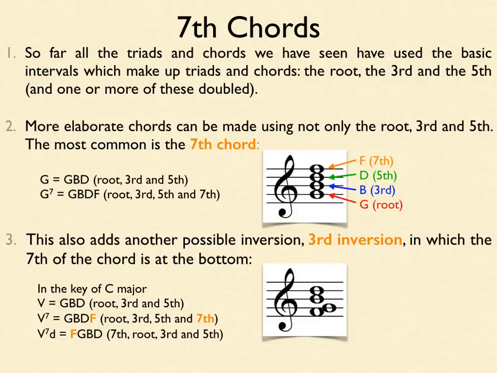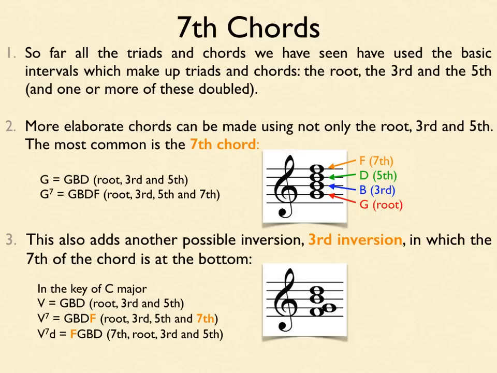Well, let's keep it in C major. So say you're in the key of C major. Your dominant triad is your G, B, D, the root, third, and fifth. If you add the F on the top, you've got the root, third, fifth, and seventh, and then you put the F down at the bottom, and that's your seventh, root, third, and fifth. And the symbol that you now use for that is a d.